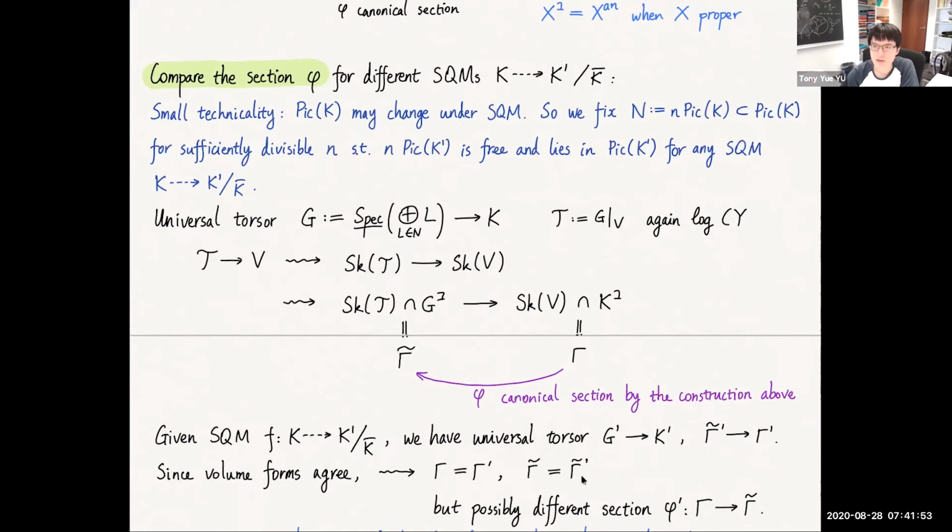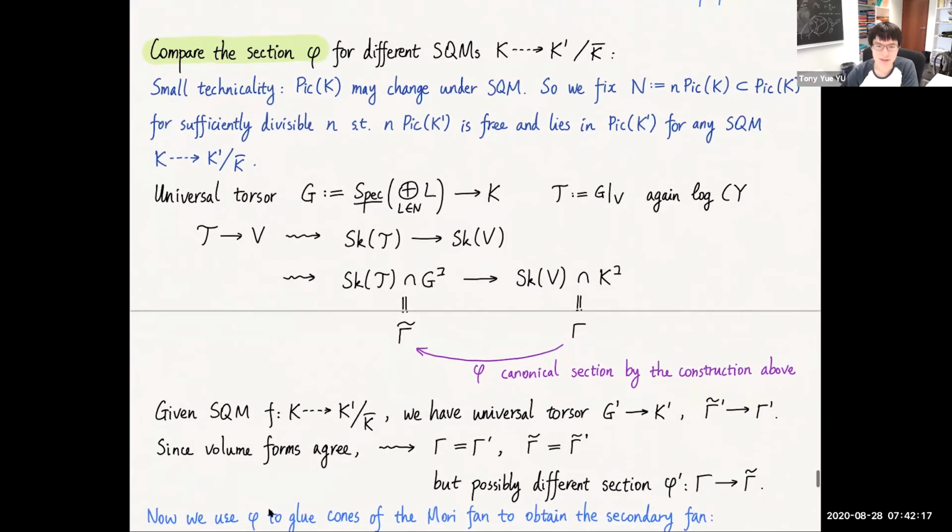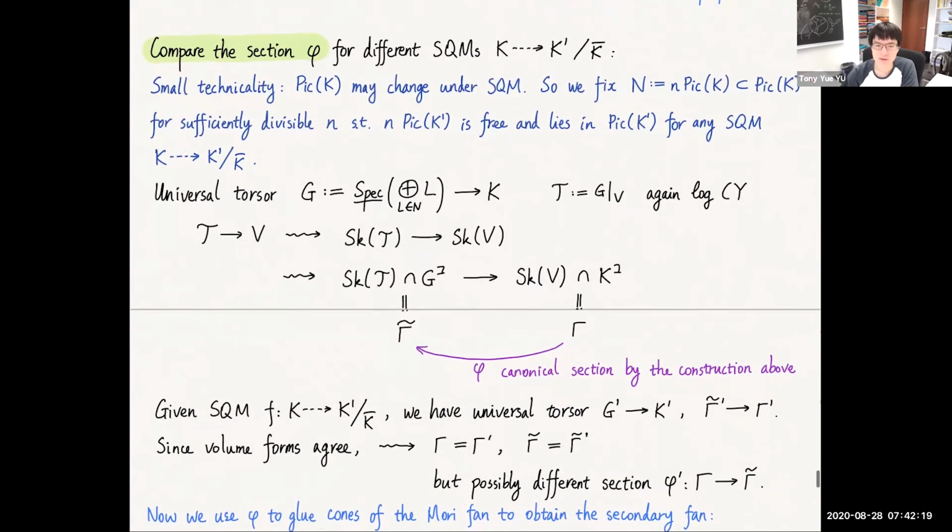These parts of the skeleton only see the birational geometry. They don't see any small modifications, but this section phi prime from gamma to gamma tilde may well be a different section from phi. So now we can use this phi to glue cones of the Mori fan to obtain the secondary fan.